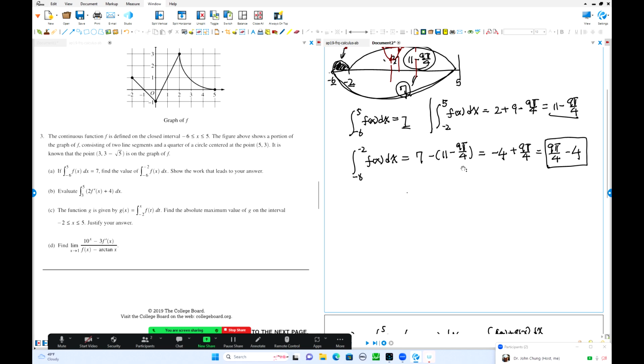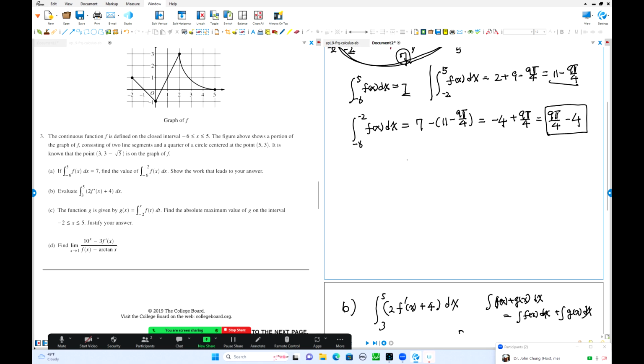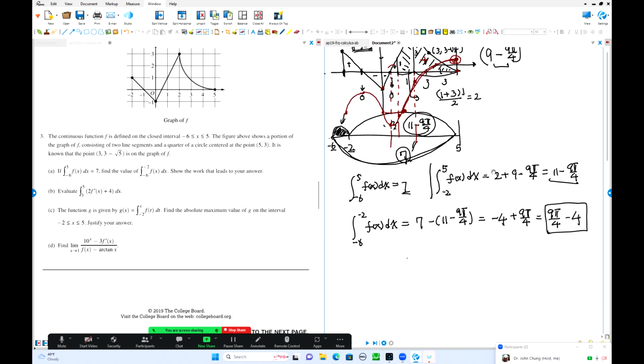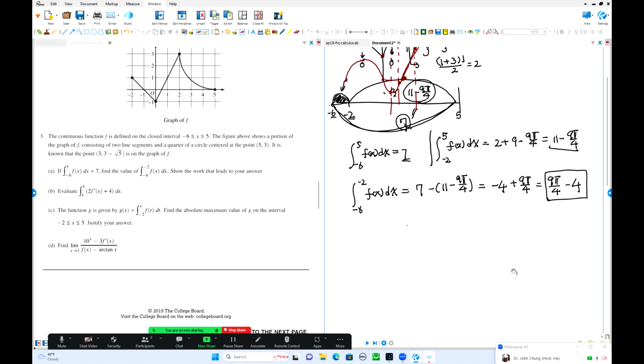So 9 plus 4, I mean minus, only in this interval, right? Negative 2 and 5, okay? So this is the area, the entire area. This one plus, minus 0, plus, minus, plus 0, all the way, this is positive. This is the absolute maximum value there, okay? Still, 11 minus 9 pi over 4, right? Are you okay with this?